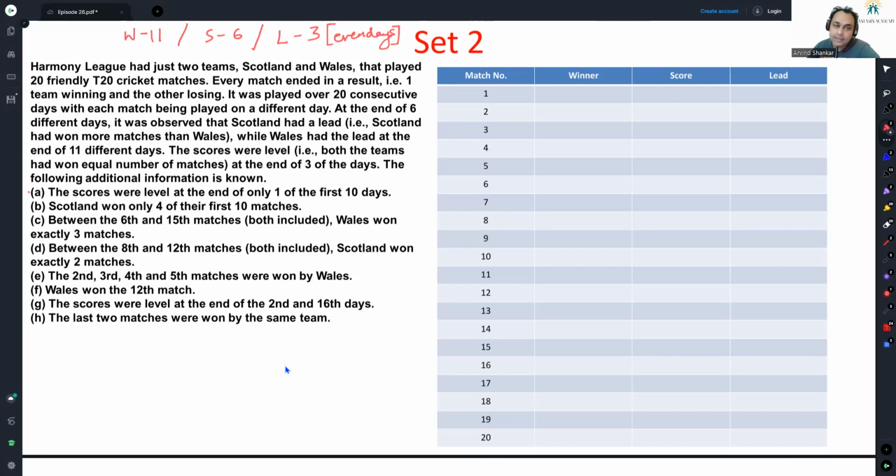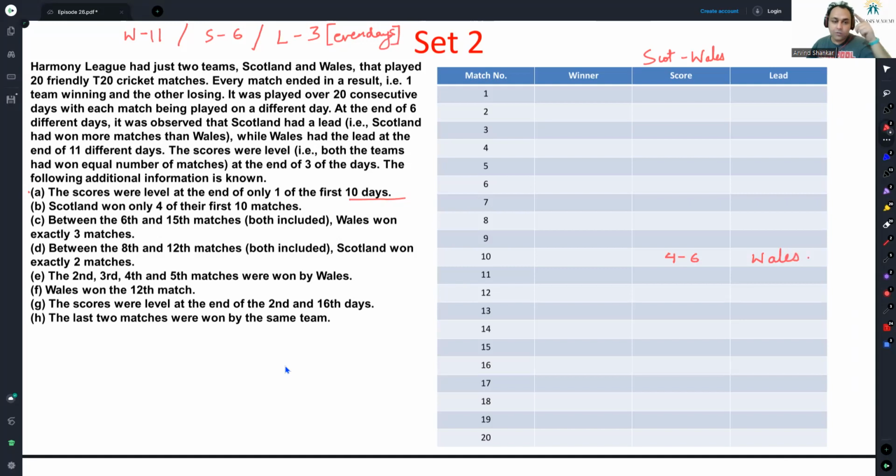The scores were level at the end of only one of the first 10 days. Okay. So either 2 or 4 or 6 or 8 or 10 had to have scores as level. We'll see. Scotland won only 4 of their first 10 matches. If Scotland won only 4 of their first 10 matches, can I say at the end of match 10, the scoreline was 4-6. I'm counting score as Scotland versus Wales. So 4-6. So here Wales was leading.